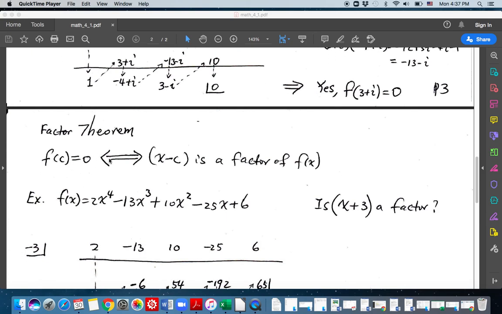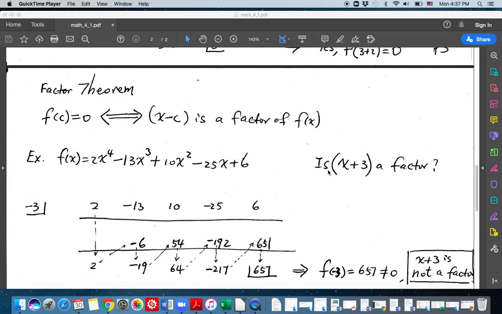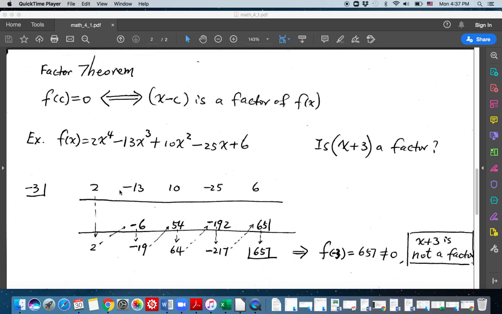And we can use the factor theorem to check whether a particular linear form is a factor of a certain polynomial or not. Basically, we're going to go through the synthetic division process and check whether the remainder is exactly 0. If the remainder is 0, that means the function value is 0, which means that the divisor is going to be a factor. Okay, so in this example, we're going to show the process to determine whether x plus 3 is a factor.